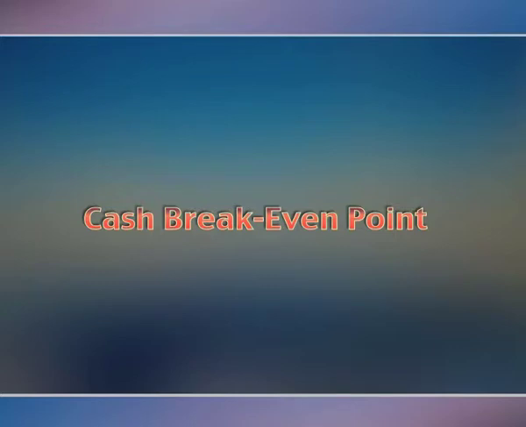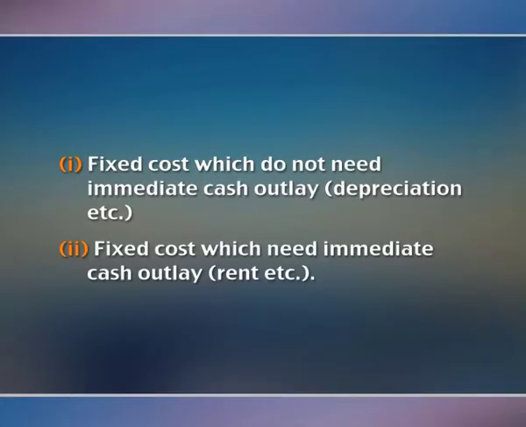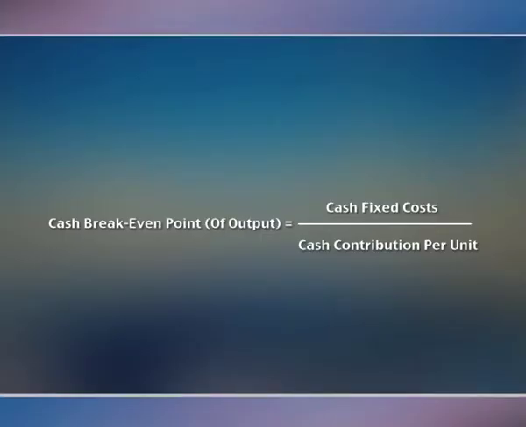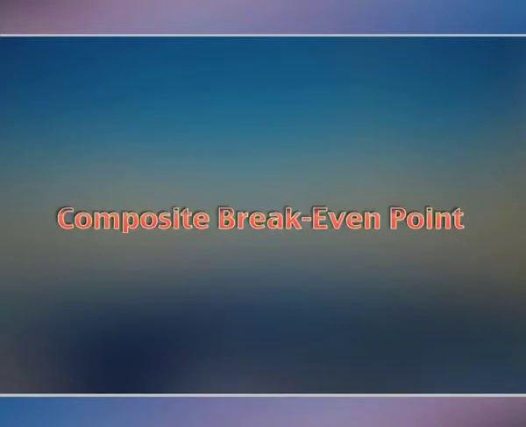Cash break-even point. It is the level of output or sales where the cash inflow will be equivalent to cash needed to meet immediate cash liabilities. To this end, fixed costs have to be divided into two parts: fixed costs which do not need immediate cash outflow, that is the depreciation, etc., and fixed costs which need immediate cash outflow, that is rent, etc. Cash break-even point of output is equal to cash fixed cost divided by cash contribution per unit.